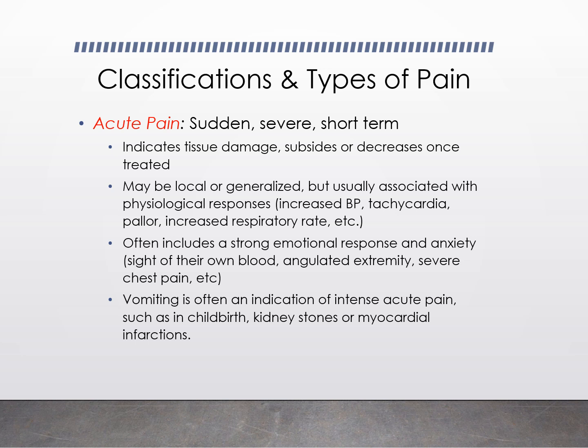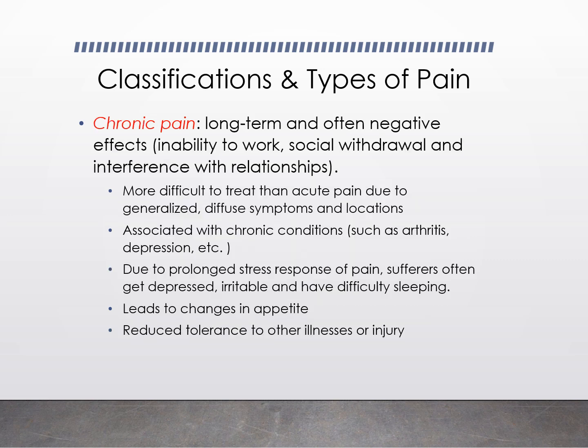So we have acute pain. This is sudden, severe. It's short term. It indicates tissue damage, but it can get better once the cause has been treated. It can be localized to one area or generalized throughout the body. It creates a stress response like hypertension, tachycardia, cool, pale skin, tachypnea, muscle tension, etc. Possibly even vomiting. High anxiety and emotion can come along with this acute pain as well.